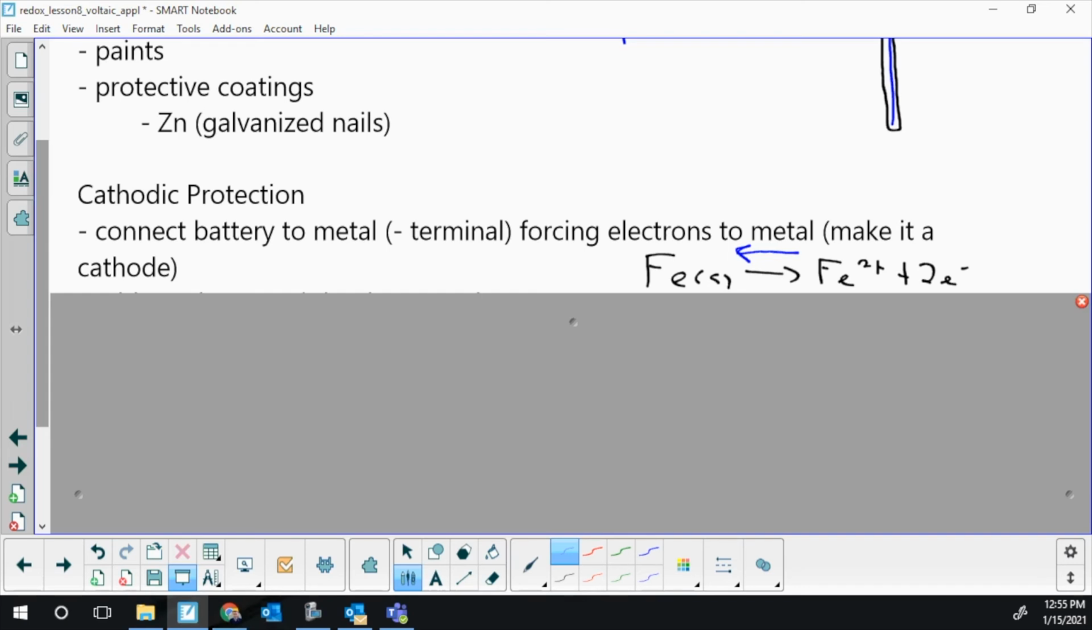Okay? This is often done to tanks underground. A lot of fuel companies, think Esso, Petro-Canada, if they want to protect a tank in the ground, they can connect a DC current to that metal tank, force electrons at it, and use cathodic protection to make that metal a cathode and protect it.